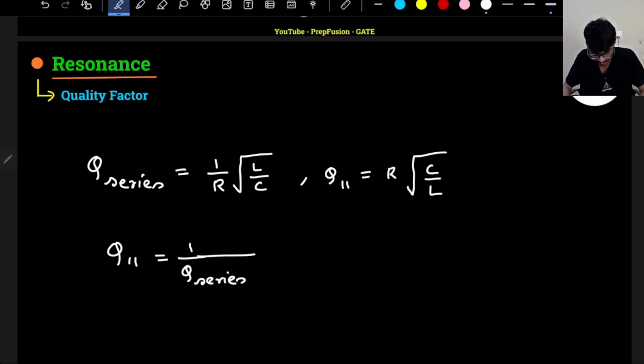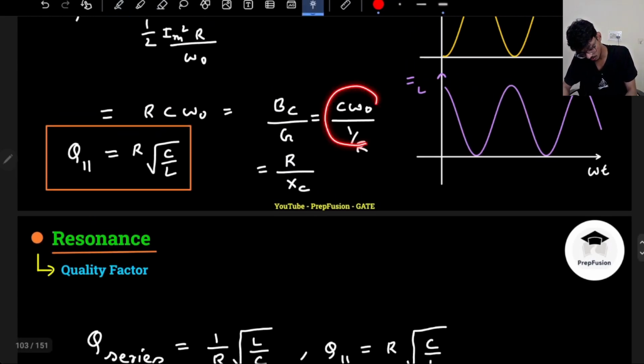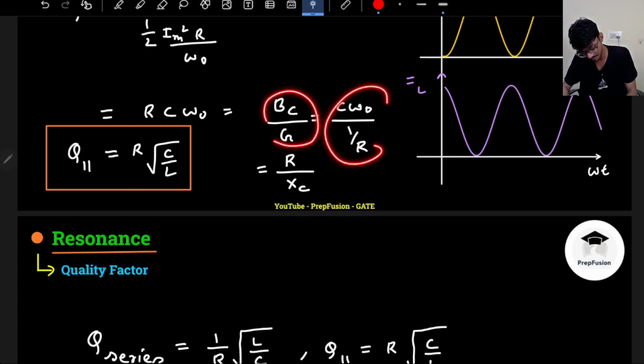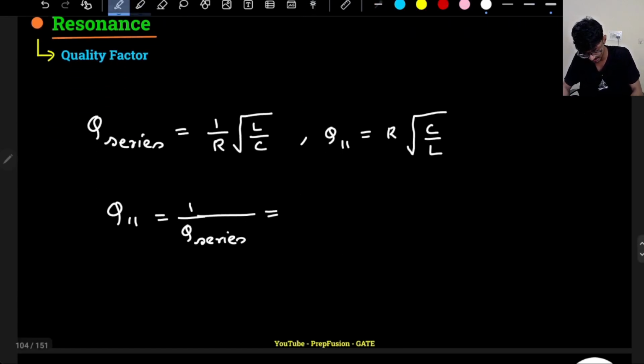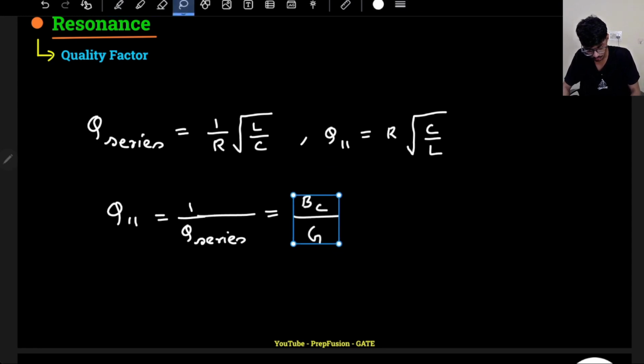We can write this quality factor of a parallel circuit in more ways. It can be written as the current ratio: current across the inductor divided by current across the resistor. Why can I write it? Because I know this is equal to C omega by 1 by R, or BC by G. It is equal to BC by G, right? The capacitive susceptance divided by the conductance basically.